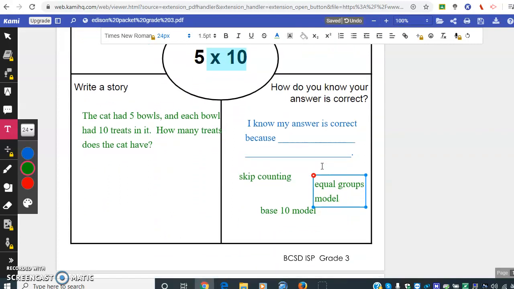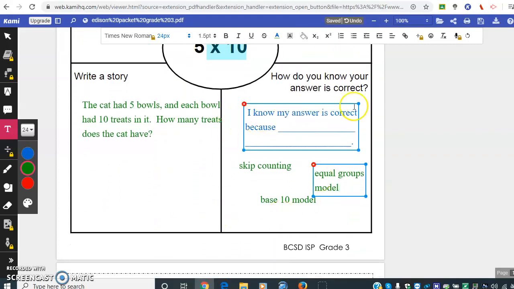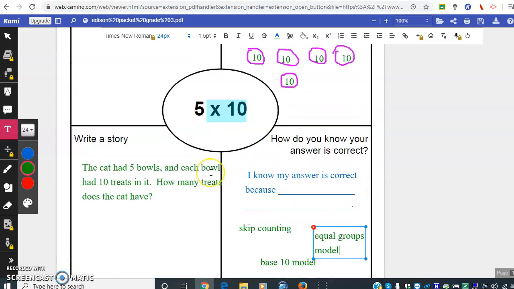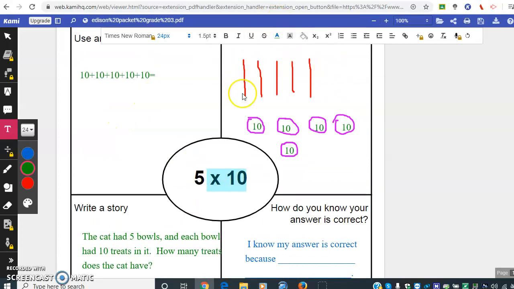So your answer should sound something along the lines of, I know my answer is correct because I used skip counting and an equal groups model and got the same answer both times. Or you might say, I know my answer is correct because I skip counted and drew a base 10 model and got the same answer both times. Something along those lines. Finish this sentence using some of these tips down here. These were the 3 ways that I did it. Using skip counting here. This is my base 10 model. And then this is my equal groups drawing.